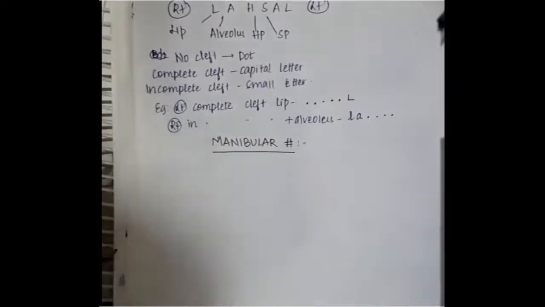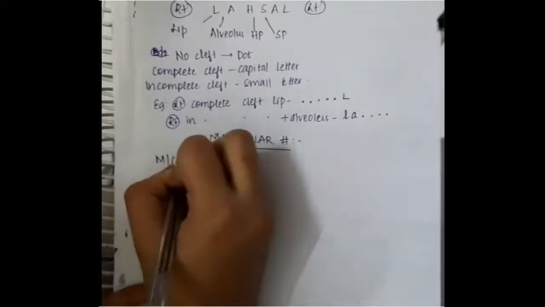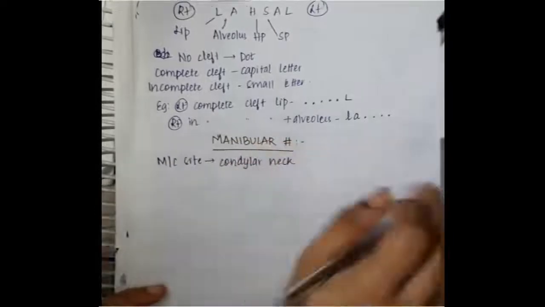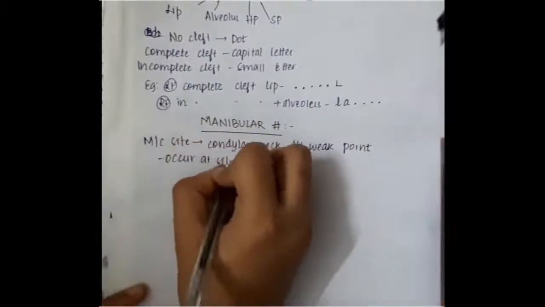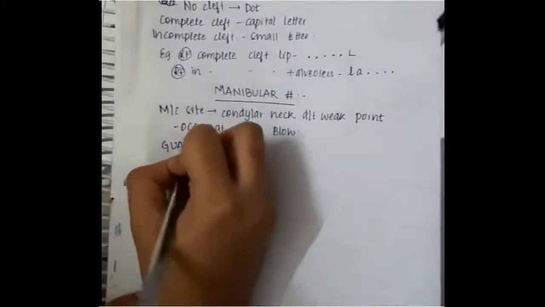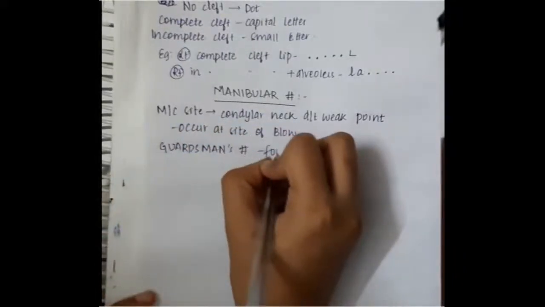In mandibular fractures, first, the most common site of mandibular fracture is the condylar neck. Condylar neck is the most common site because it is a weak point, and it occurs due to a blow from the side.